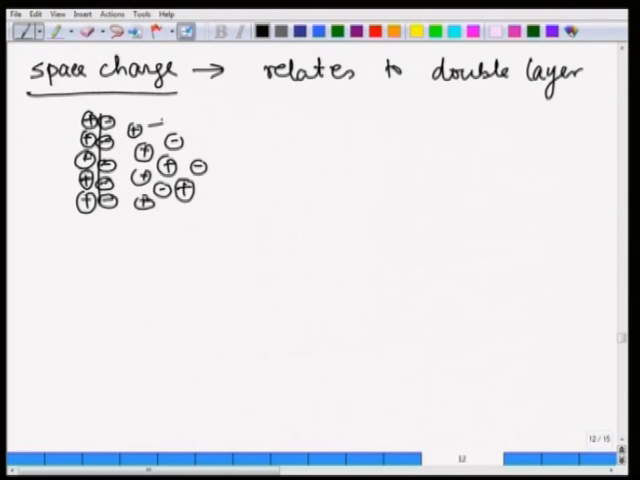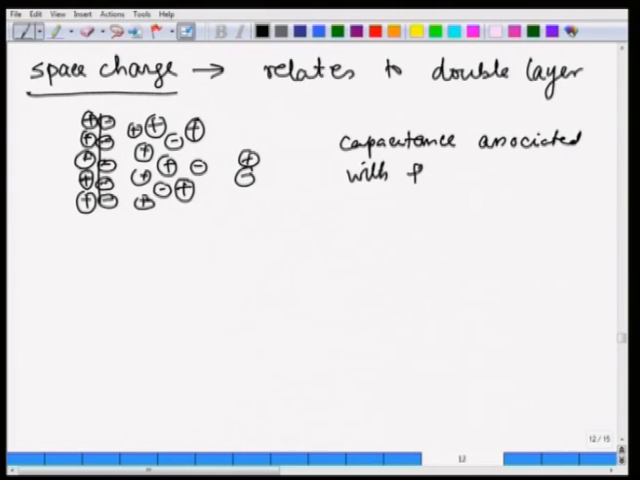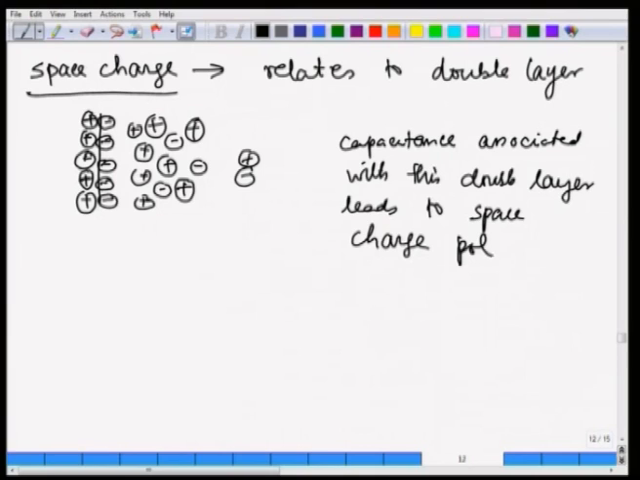But there is a net positive charge. Ultimately, far away, the number of negative and positive charges become the same. So, what you get is a net charge region here, and a capacitance associated with this double layer, which leads to, or is related to, space charge polarization. So, these are the various mechanisms which operate.